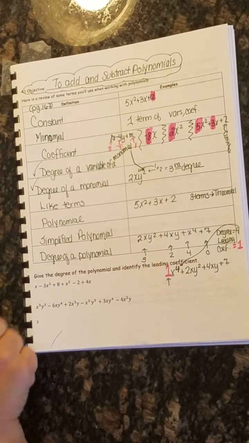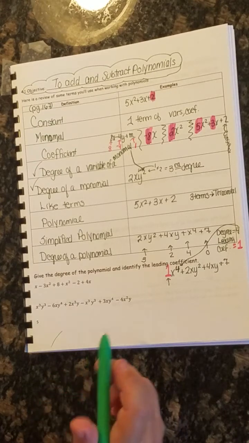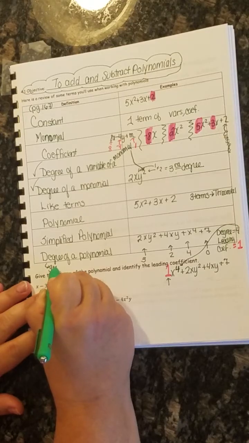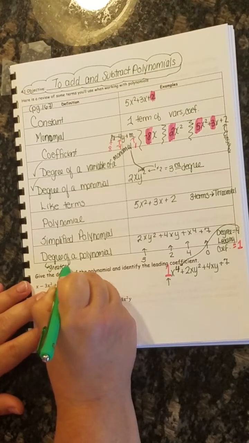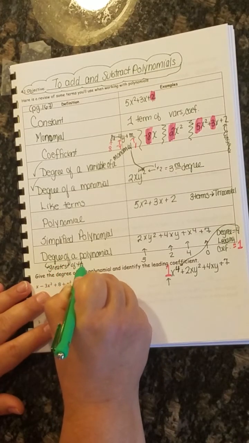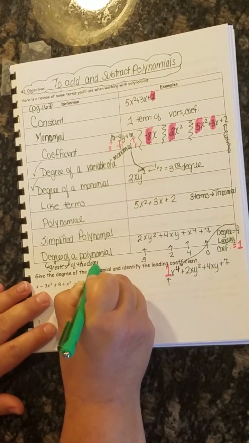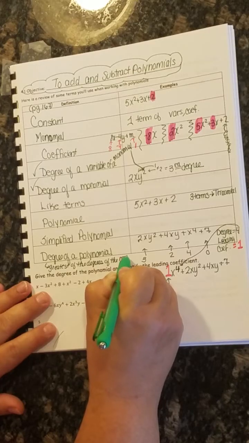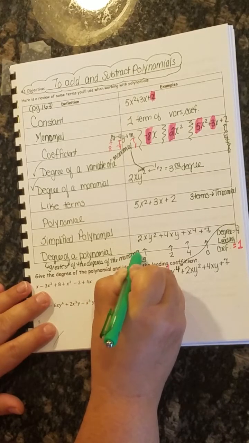So any other kind of important things you should know? Let me at least tell you what the degree is in words. It's the greatest of the degrees of the monomial. Monomial just means one term. Monomial terms.